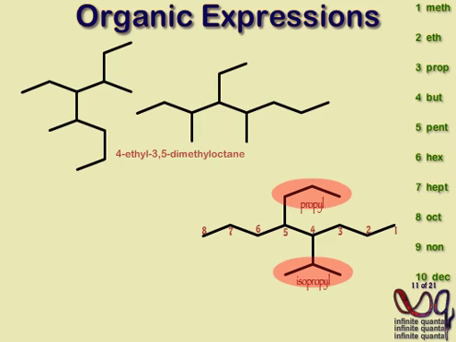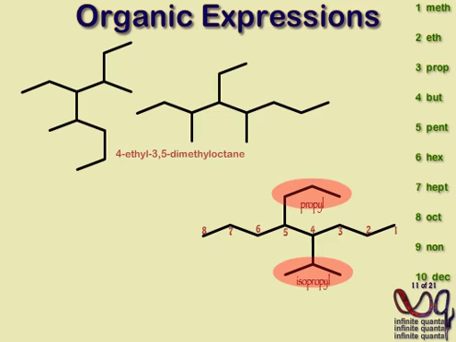1, 2, 3, 4, 5, 6, 7, 8. It's octane still. 1, 2, 3, 4. It doesn't matter which end we go to, so the branches are the same length, same distance, right? They're both 4 from the end, whether I start from the left or the right.